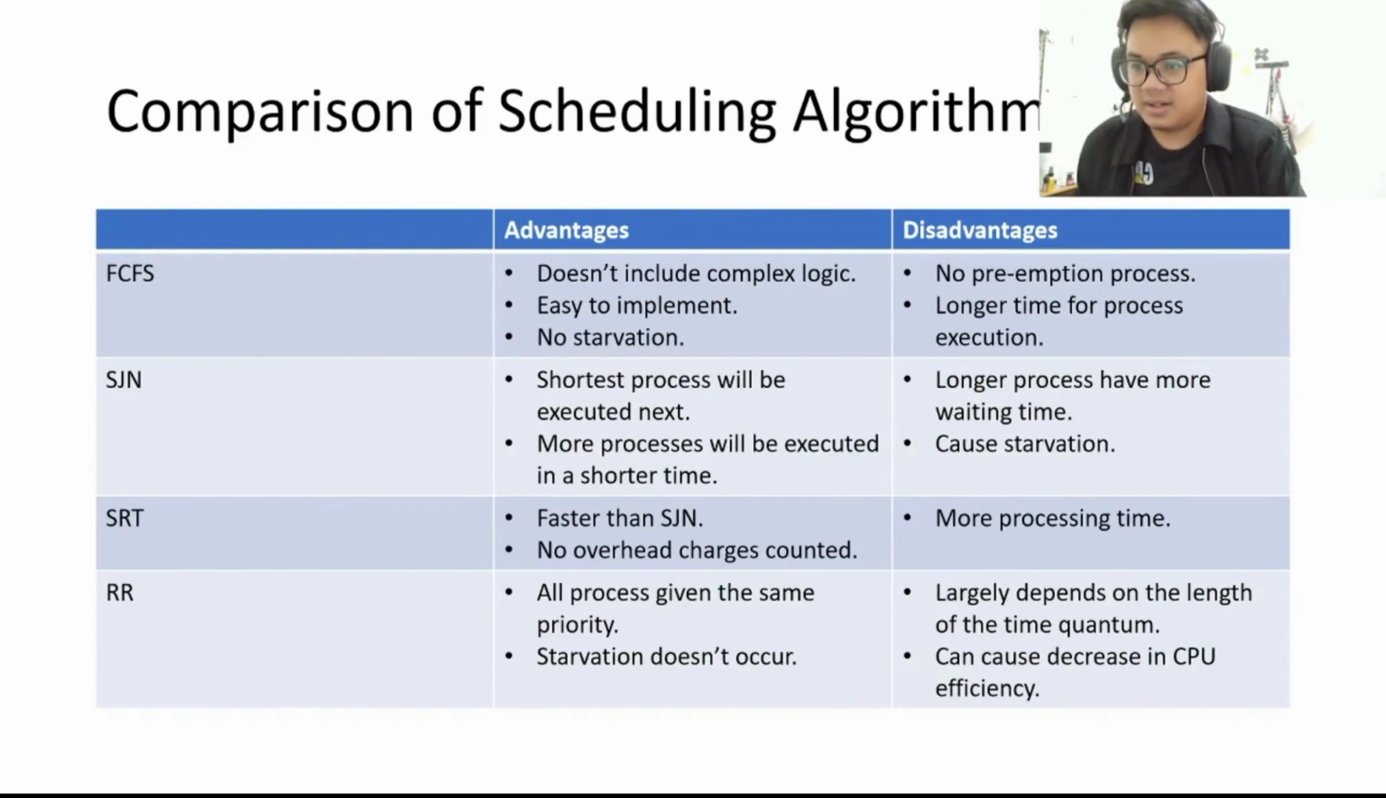SRT's advantages are that it is faster than SJN and has no overhead charges counted. The disadvantage is that it has more processing time. For RR, the advantages are that all processes are given the same priority and there is no starvation. The disadvantages are that it largely depends on the length of the time quantum, and it can cause a decrease in CPU efficiency.